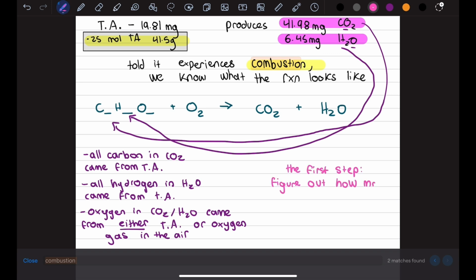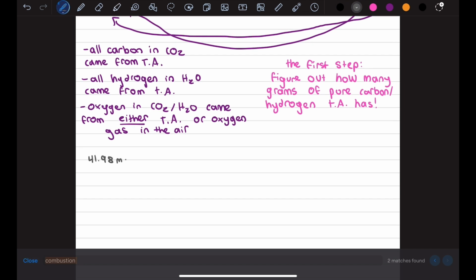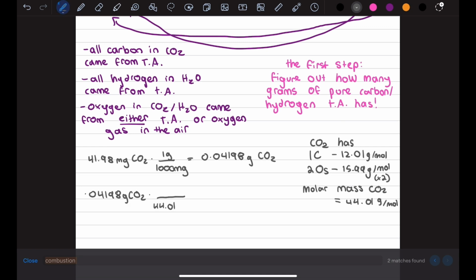The first step we can do to figure out the molecular formula of the substance is to figure out how many grams of pure carbon and pure hydrogen the substance had. I recommend first converting your quantities from milligrams to grams, just because it'll be easier to deal with later on. Now we know how many grams of carbon dioxide we have. Carbon dioxide has 1 carbon and 2 oxygens, so we know the molar mass of carbon dioxide is around 44.01 grams per mole. We'll use this knowledge to find how much pure carbon was in the carbon dioxide we have. We'll put the molar mass of carbon dioxide on the bottom and the molar mass of carbon on top.